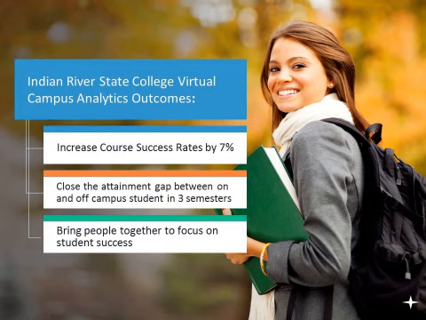So, what were the outcomes? Well, they increased the course success rates by 7%, getting to a point where they very closely matched the on-campus success rates. And they closed that attainment gap in just 3 semesters. But when you talk to them about what was important, it was about bringing the whole university team together to work on student success and enabling that through a common understanding and a common data set. So that was the real power of data. It was a common point of conversation for the whole academic body.